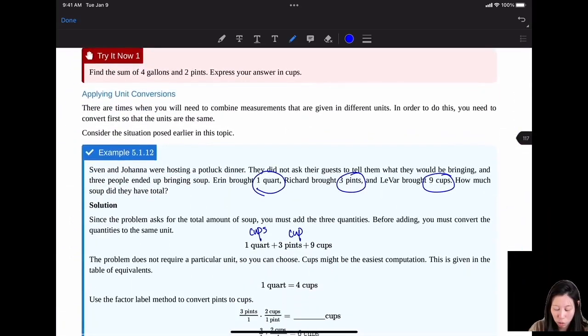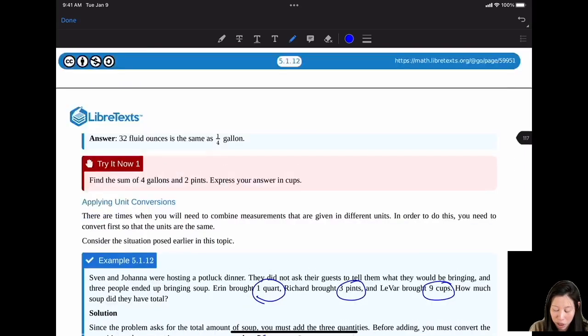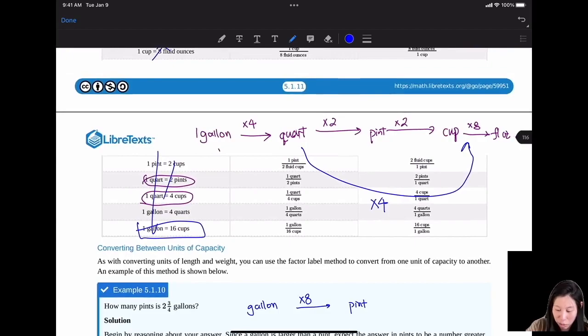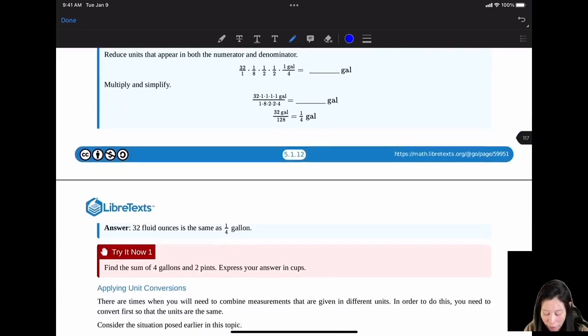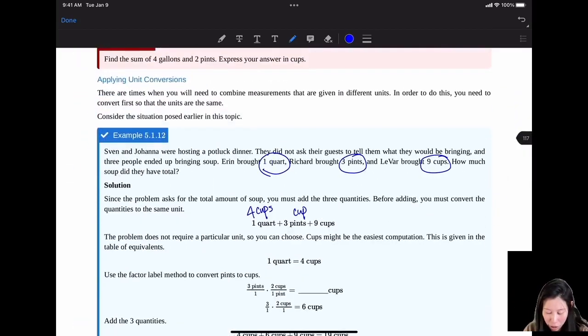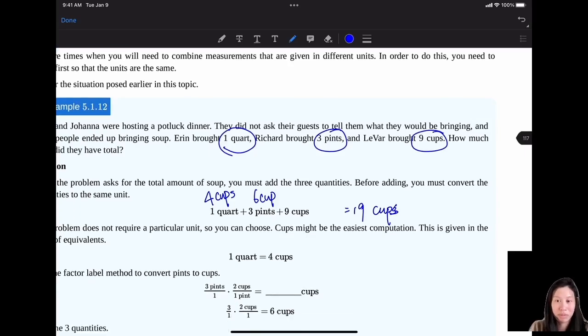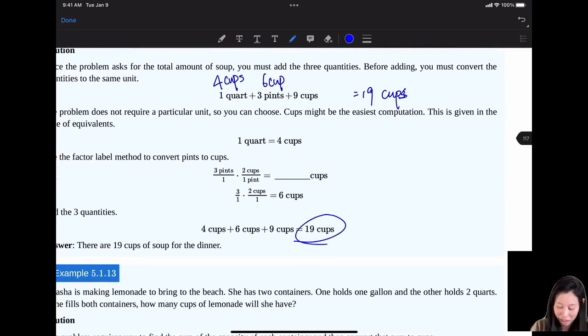So 1 quart equals 4 cups. And then pints. From pints to cups is times 2, the easiest one. 1 pint equals 2 cups. So now we go back here. 3 pints equals 6 cups. So in total how many cups? 4 plus 6 plus 9 is 19 cups. Ta-da!